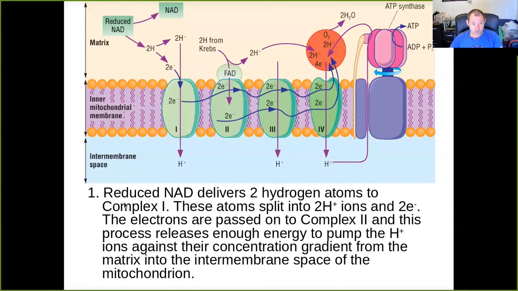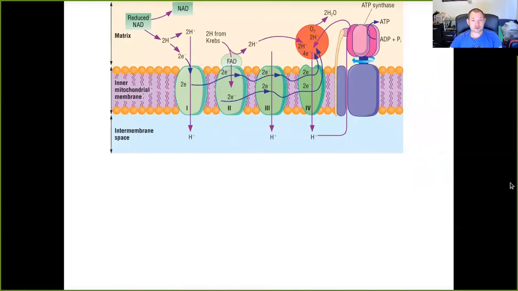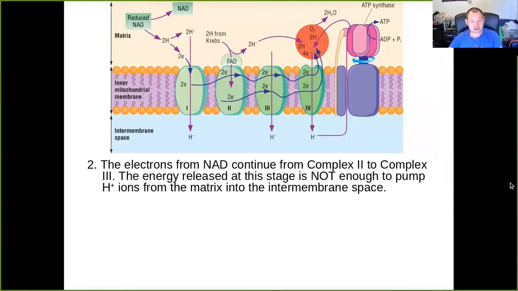So, step 1, we basically add reduced NAD, come to complex 1. It's been split into H plus ions and electrons. The electrons have moved to complex 2, and the protons have pumped into the intermembrane space, making it positively charged. Step 2. The electrons from NAD continue from complex 2 to complex 3. The energy released at this stage is not enough to pump H plus ions from the matrix into the intermembrane space.